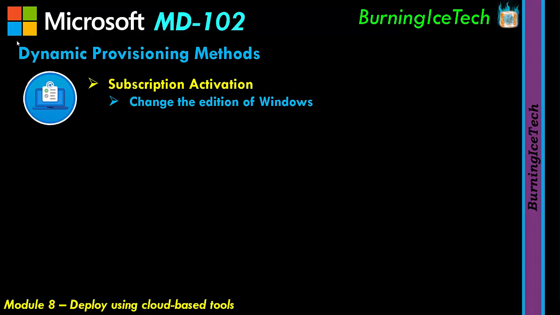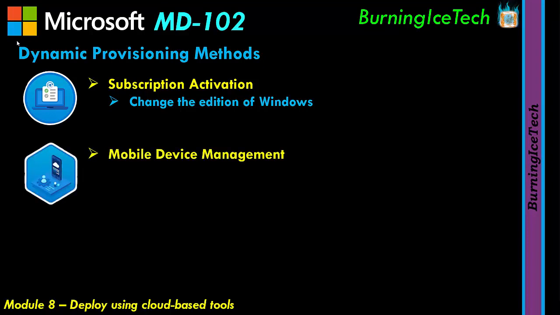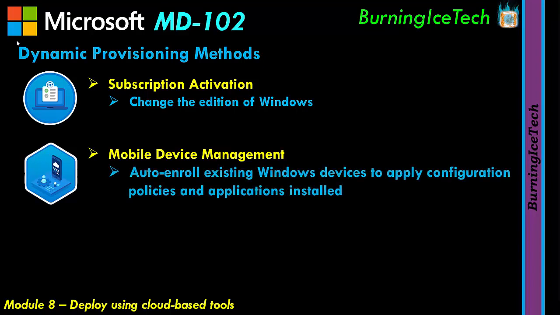It assures software integrity and provides you with access to Microsoft support and a full range of updates. You also get mobile device management, usually we just call that MDM for short. It's not really something specific per se, since you actually get various kinds of MDMs, but the most well-known and the most commonly used one is the one we've been discussing all along in this course, which is of course Microsoft Intune. With an MDM, you can actually auto-enroll existing Windows devices to apply configuration policies and applications installed.